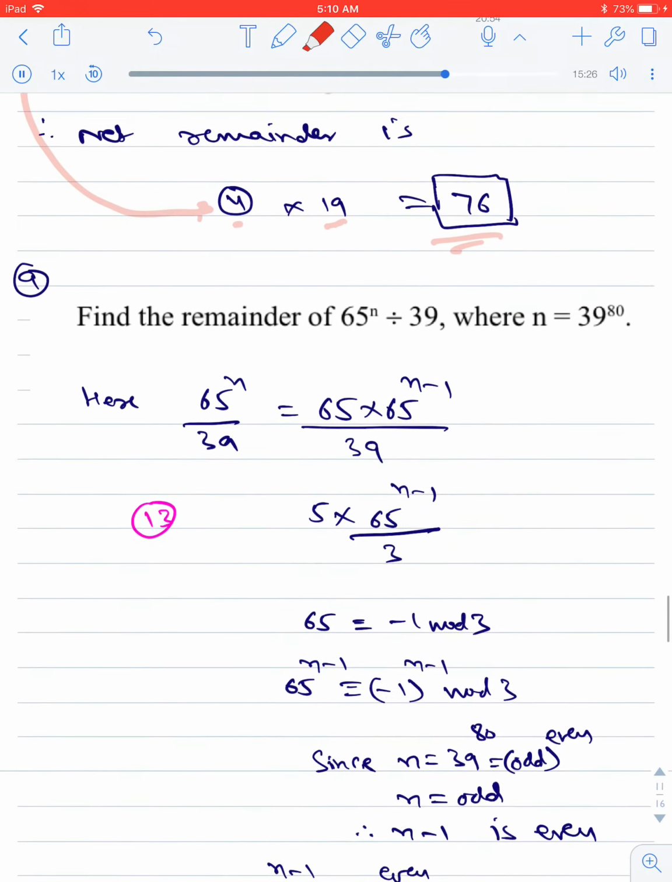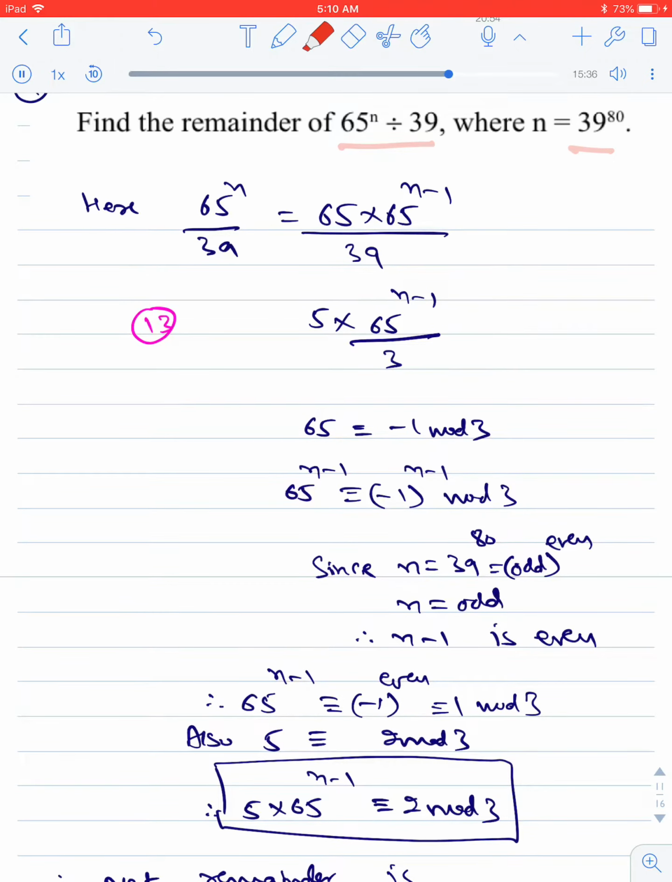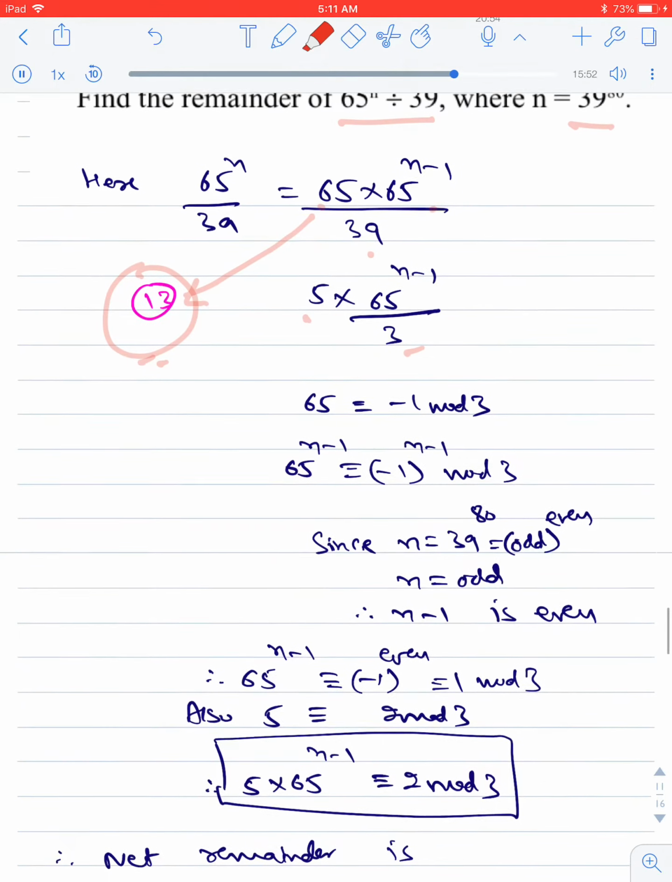Next question is, find the remainder of 65 raised to power n divided by 39, where n is equal to 39 raised to power 80. So here we can write 65 raised to power n as 65 into 65 raised to power n minus 1, divided by 39. Now we can divide numerator and denominator by 13. So keep this 13 outside. What we get is 5 into 65 raised to power n minus 1 by 3.